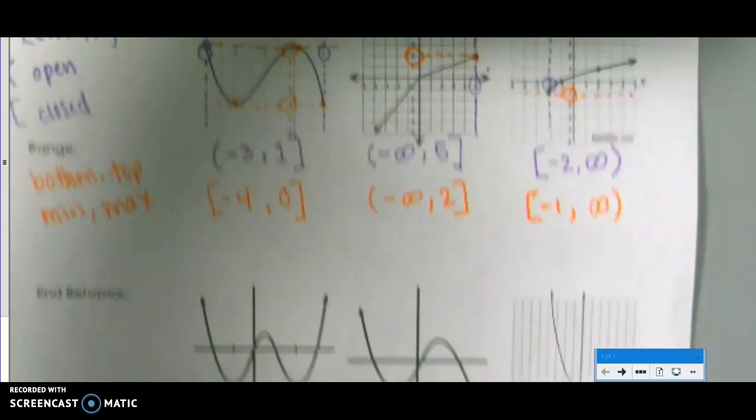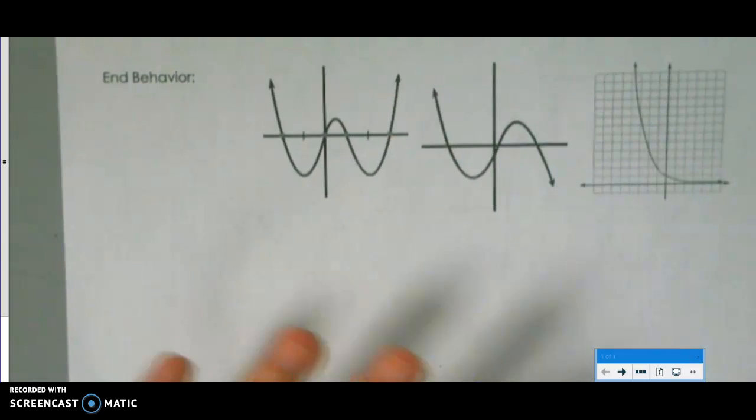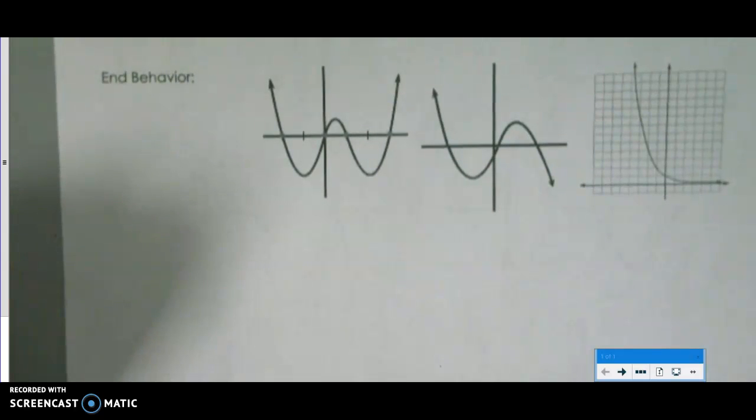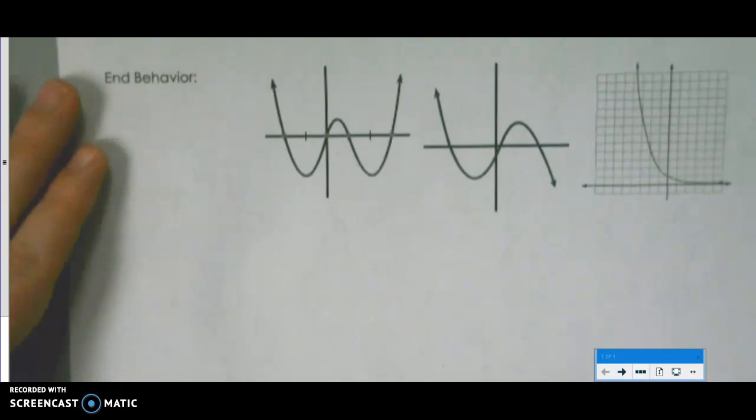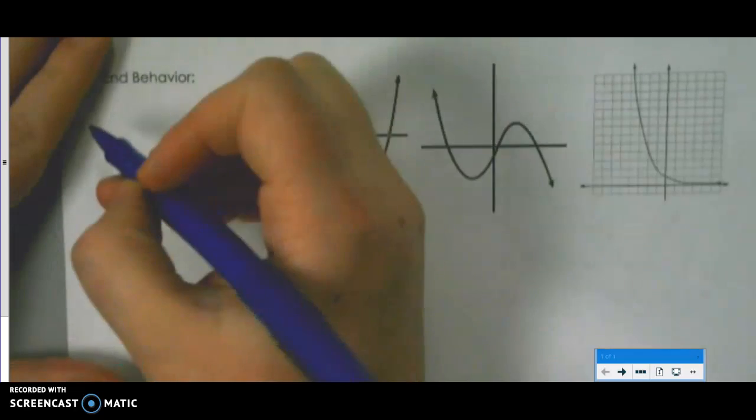All right, moving on to end behavior. End behavior can be super challenging if you don't understand how to read it. There are 2 very important parts of the sentence for every single end behavior problem, and you need to be able to identify those 2 pieces. Otherwise, you don't really know what the graph is asking you for.